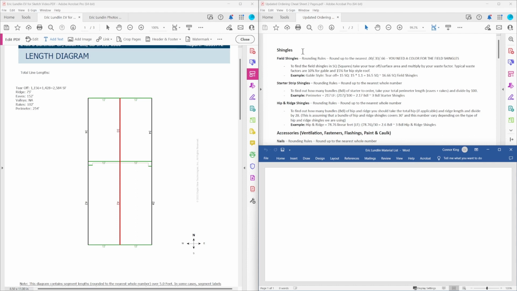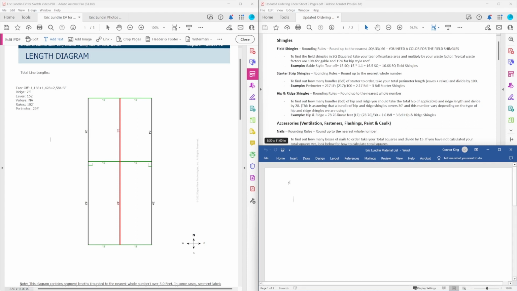So going through this, we've done this in some videos beforehand, but we'll walk through this at a slow pace. So for the field shingles, we're rounding up to the nearest 0.00, 0.33, 0.66, and we're going to take our tear off, or our surface area in squares, and multiply that by the waste factor. So our tear off is 2,584 square feet. So first, we're going to divide that by 100 to get into squares.